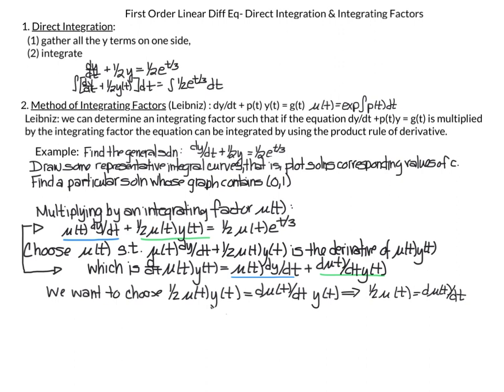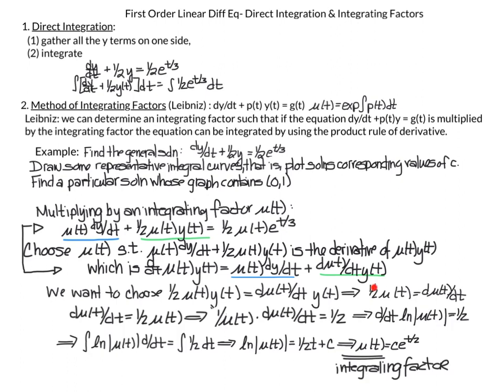In other words, I want 1/2 mu of t y of t to equal d mu/dt times y of t, which is the same thing as having 1/2 mu of t equal to d mu/dt, and the y's cancel out. I rewrote this line over here, I just switched the order. d mu/dt is equal to 1/2 mu of t. So now if I move this over, I divide both sides of the equation by mu of t, and I get 1 over mu of t times d mu/dt is equal to 1/2.